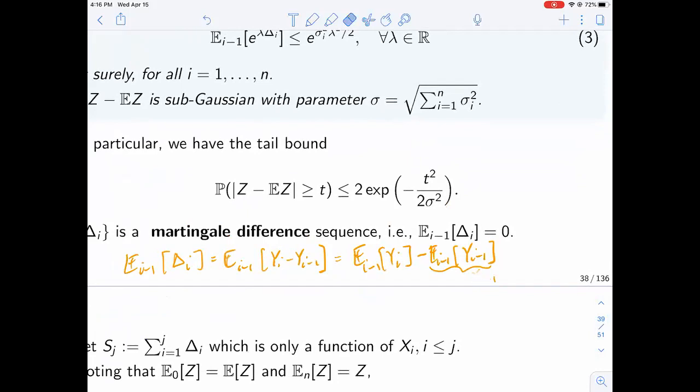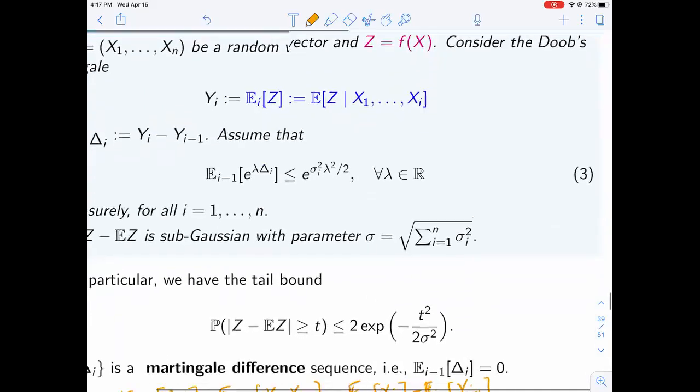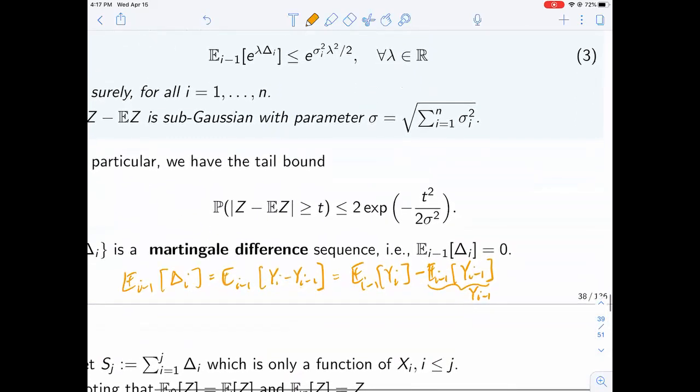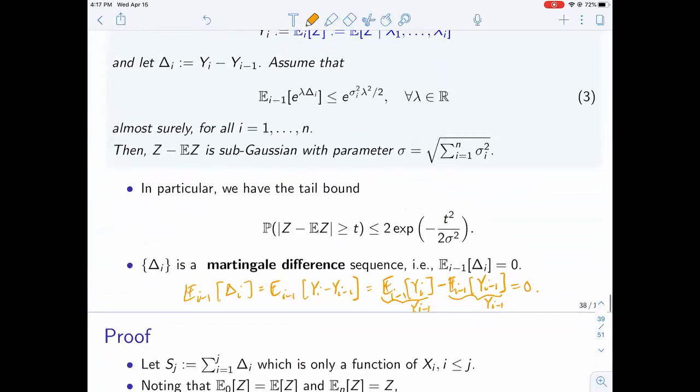So yi minus 1 is a function of x1 up to xi minus 1 by definition, and when you condition, it's just going to be itself. And this guy, by the Martingale property, is going to be yi minus 1. So the result is 0. Right, so that's why it's called the Martingale difference sequence. A Martingale difference sequence is a sequence that has this property that this conditional expectation is 0. If you do it to any Martingale, this difference sequence would have this property. This is the Martingale difference property.